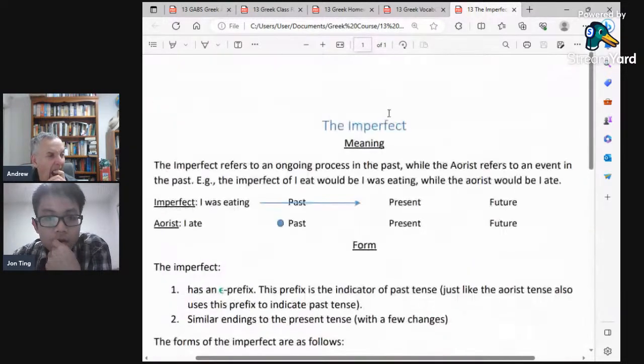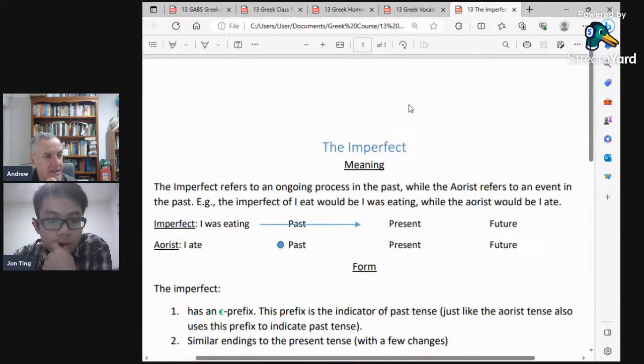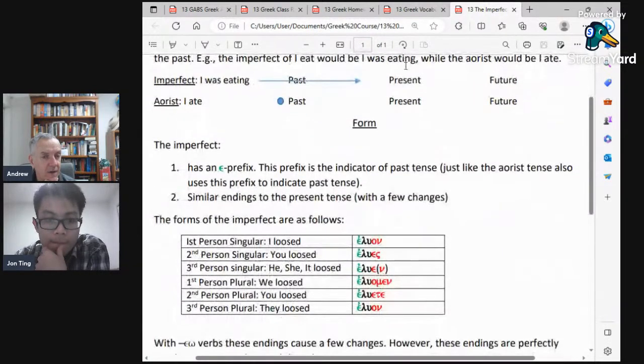So that is a brief introduction to the forms and the meaning of the imperfect. And you've really got to just do a few exercises of it until it gets worked into your mind that these are the endings. Okay, any questions about the imperfect then?